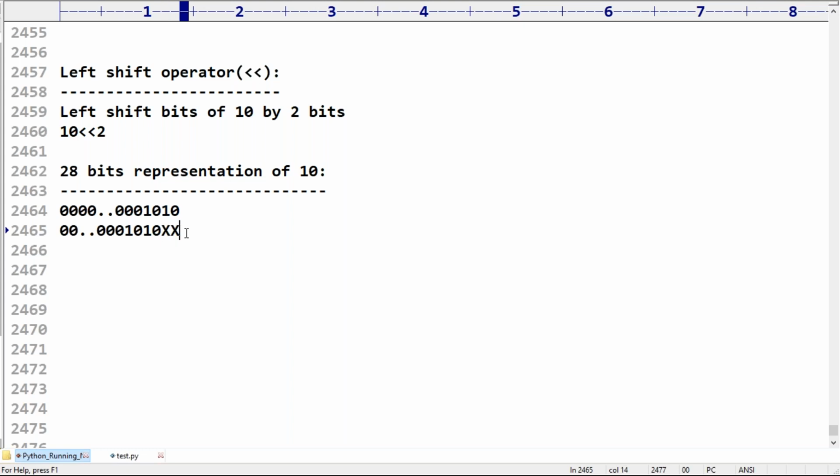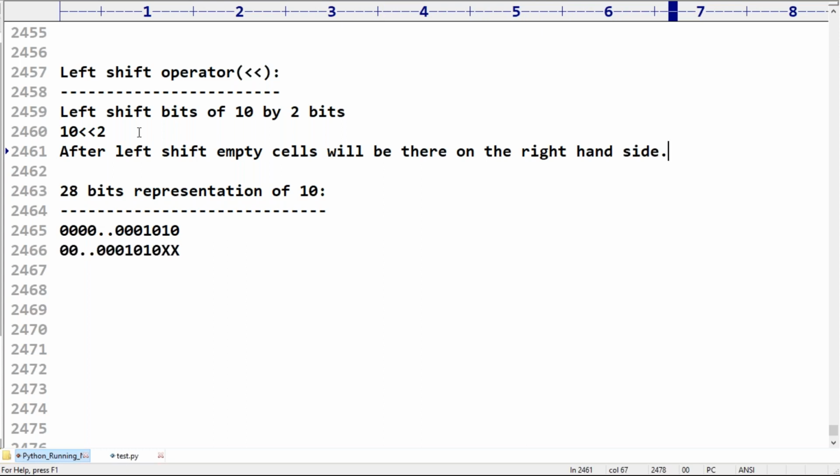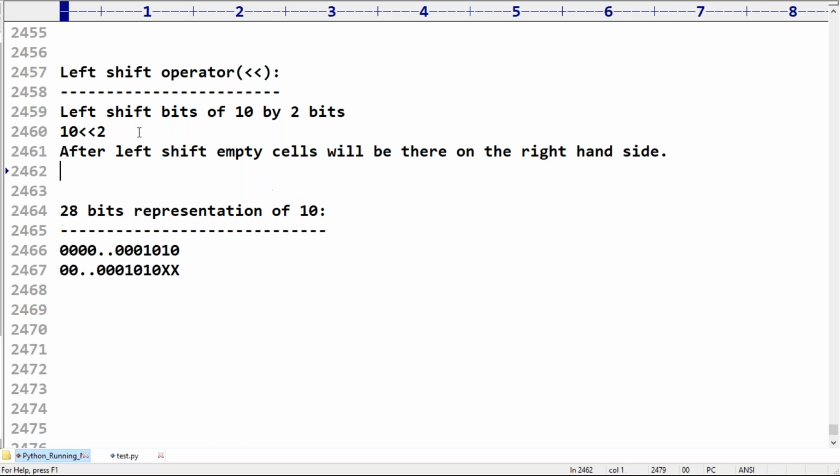After moving to the left-hand side, empty cells will be there. Empty cells will be filled with 0. Remember this one in the case of the left shift operator. So after left shift, the empty cells will be on the right-hand side.